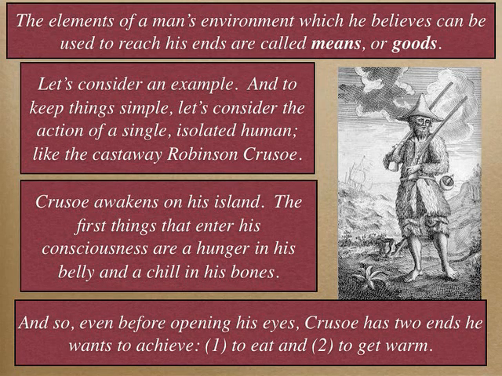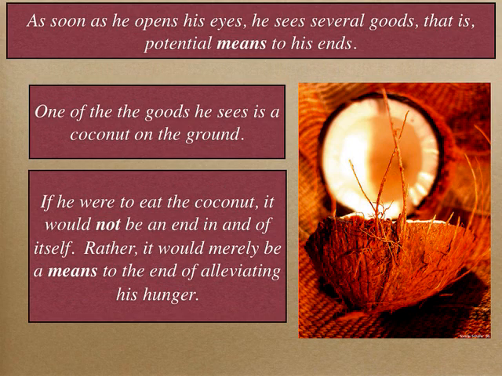And to keep things simple, let's consider the action of a single isolated human, like the castaway Robinson Crusoe. Crusoe awakens on his island. The first things that enter his consciousness are a hunger in his belly and a chill in his bones. And so, even before opening his eyes, Crusoe has two ends he wants to achieve. One, to eat, and two, to get warm. As soon as he opens his eyes, he sees several goods, that is, potential means to his ends.